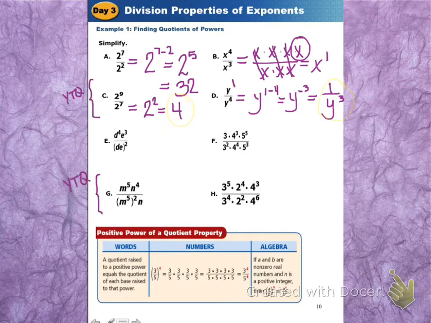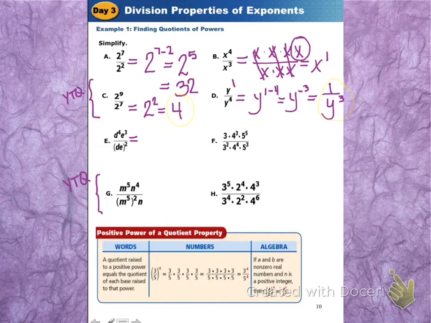Okay, so now we're going to step up the difficulty level a little bit. Notice example E, we've thrown in some variables, and we've got some other properties of exponents that we're going to have to use here. So my suggestion is to see if there's any simplifying to do in the numerator or in the denominator first, before you look at the entire quotient.